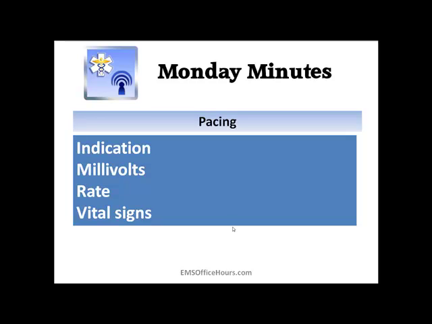What about pacing? Again, you want to put your indication for pacing the patient. Sometimes it's because they're bradycardic. Sometimes your protocol might say to pace, let's say, an asystolic patient. You've got to follow your guidelines, but when you do, make sure you're documenting why you're doing what you're doing. So, indication for your pacing. What are the milliamps that you ended up using? What's the rate that you ended up using? And again, the vital signs. Document the vital signs before and after you started to pace that patient.